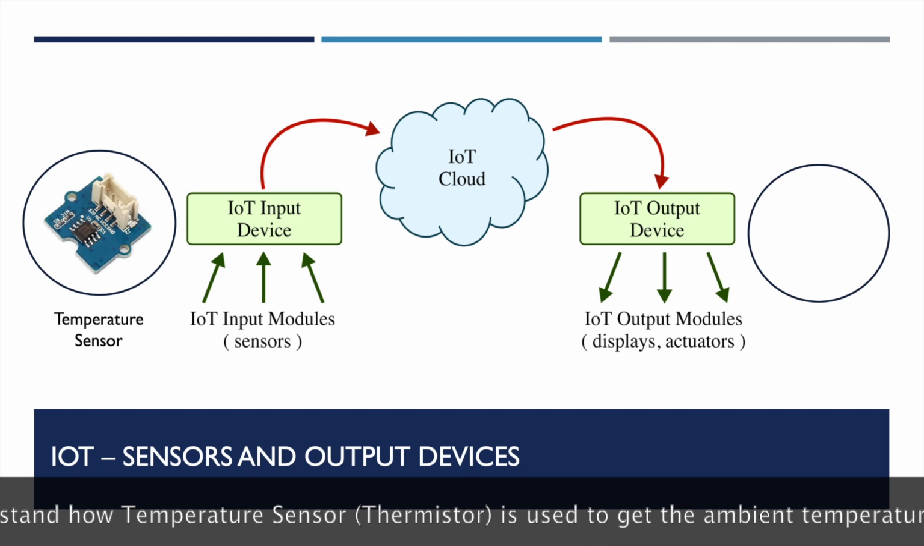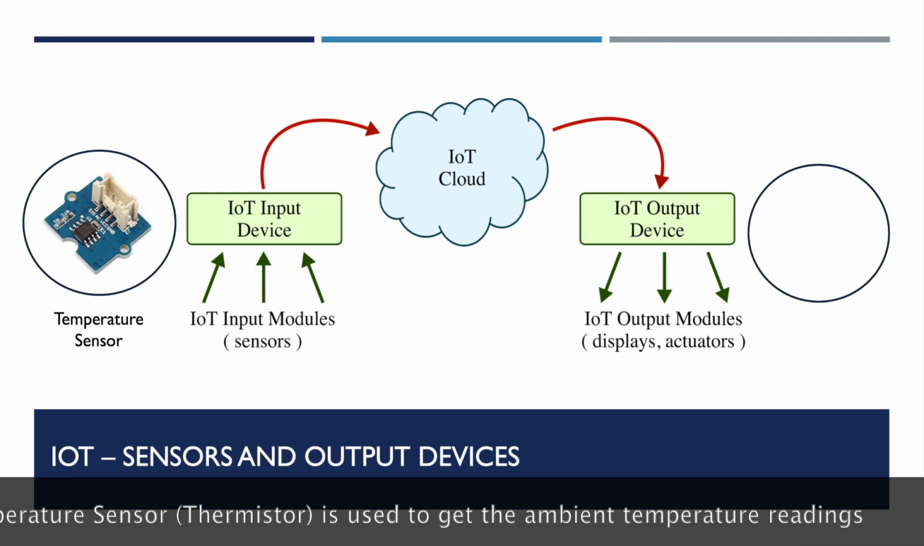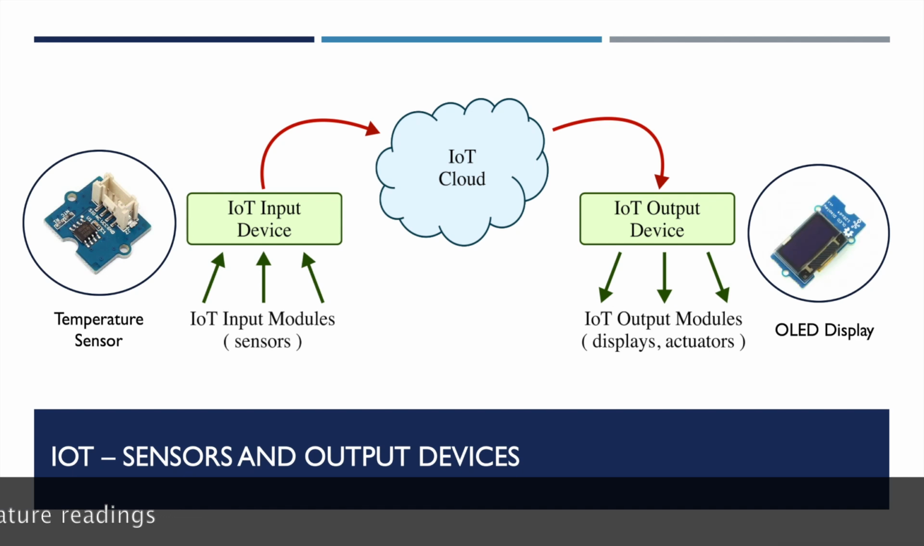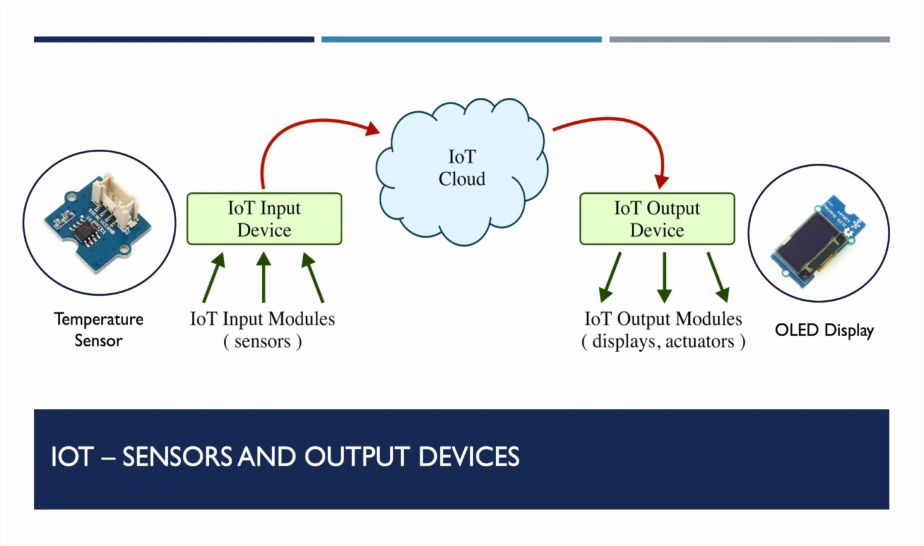Now in this series, let's try to use the other part of the IoT architecture, that is the output devices. And so in this episode, we'll see how the temperature values that we are reading from the temperature sensor can be displayed on an OLED display. So what are we waiting for? Let's get started.